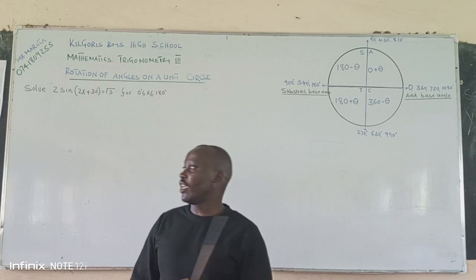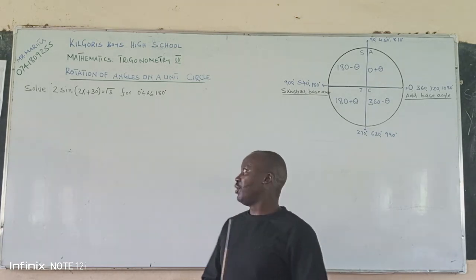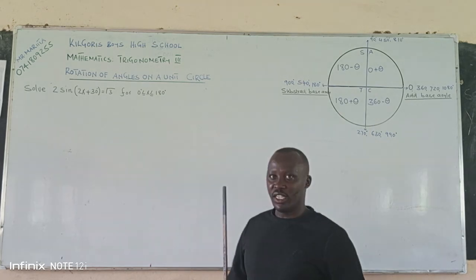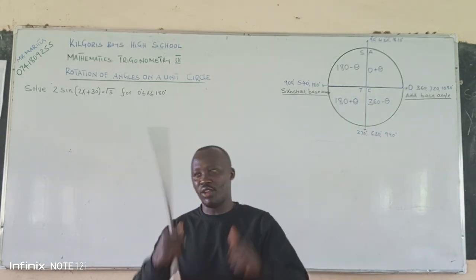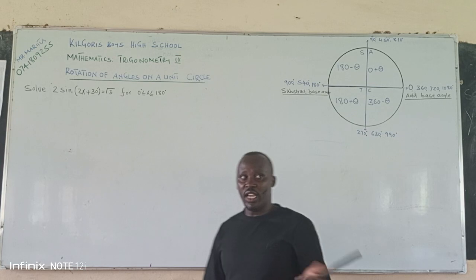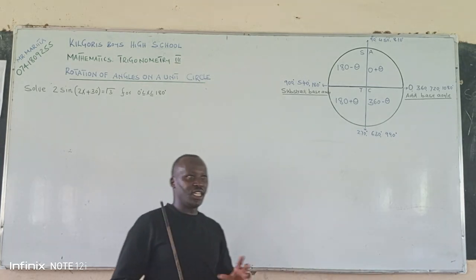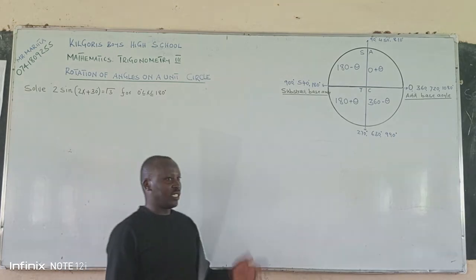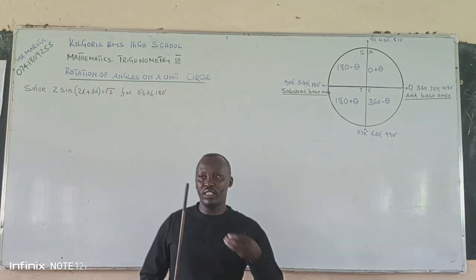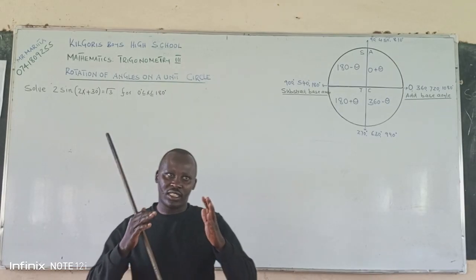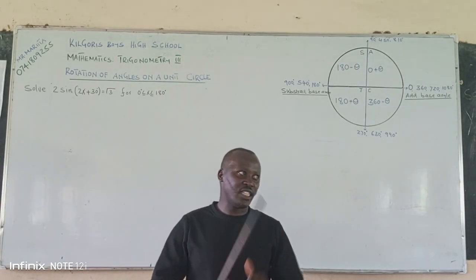Today we are looking at mathematics revision from Form 4, Trigonometry 3, and we are looking at the rotation of angles on a unit circle. So, rotation of the angles on a unit circle. The first thing you are supposed to understand in this unit circle is that we have the three trigonometric ratios, that is the sine, cosine, and the tangent.